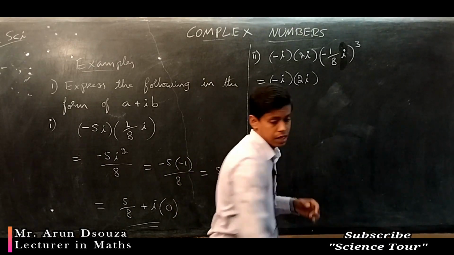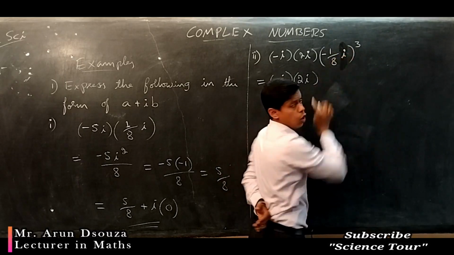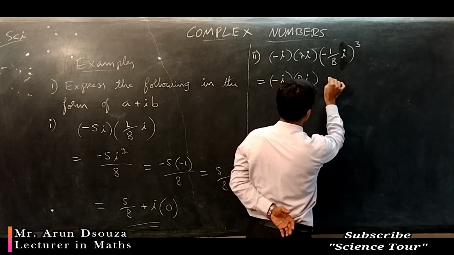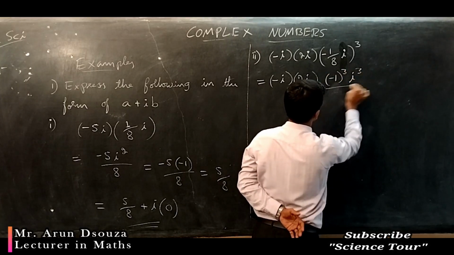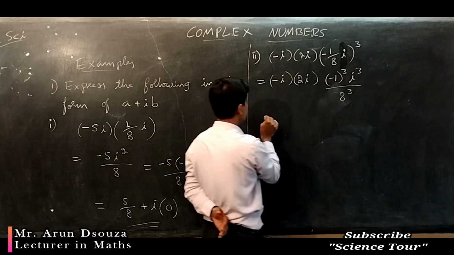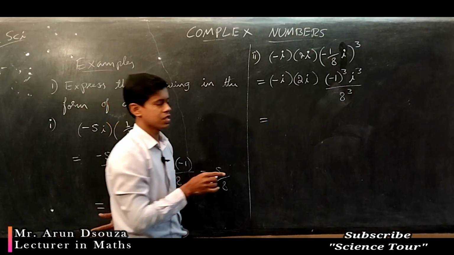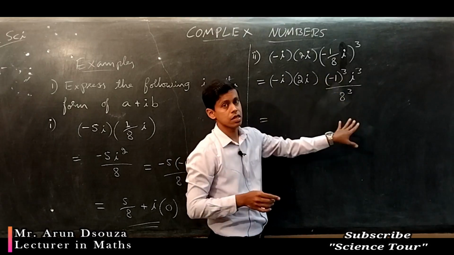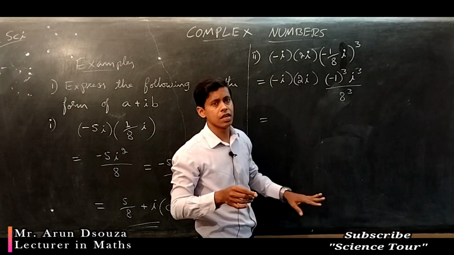If you need that step, I'll write it. Let's write. I will just take the cube for all the 3 numbers there. So this is minus 1 whole cube, and you have i cube divided by 8 cube. I am writing all the steps here. You don't have to write all the steps in the exam. You can skip this and directly write the answer, no problem. Now we are learning, therefore we will write every step.